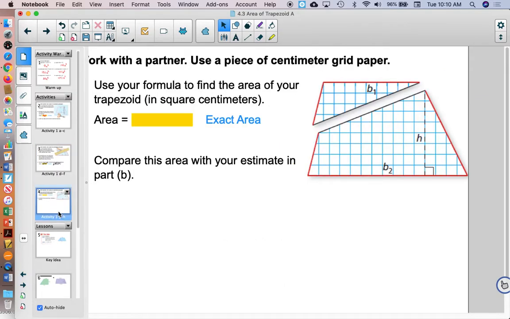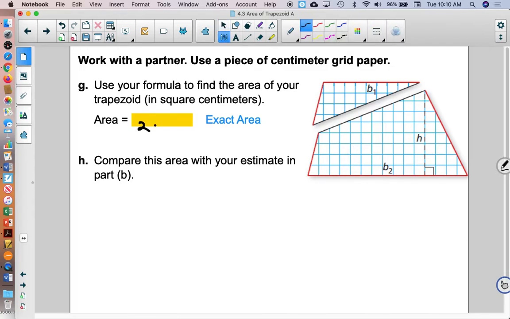Okay, when we use the formula to get the exact, we got 210, right? Now you've got your own. You need to calculate the area of the trapezoid that you created. You counted it to start with. Now you have to calculate it and tell me, how does that compare to what you counted?